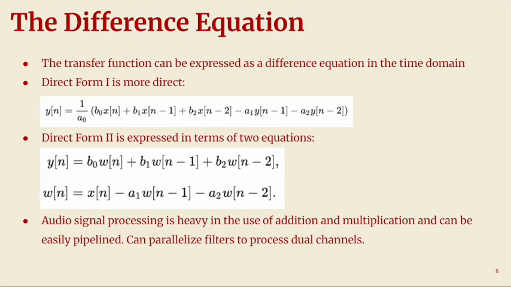The transfer function of a biquad can be rewritten as a difference equation, which tells us how each output sample depends on past inputs and outputs. In direct form 1, a single combined equation can be used, which is simple but stores more intermediate values. In direct form 2, the computation uses an internal state, W, which reduces the required storage and is more hardware friendly. And since the filter just adds and multiplies, it can pipeline well on an FPGA, and we can run two copies of this filter in parallel for stereo audio with a left and right channel.